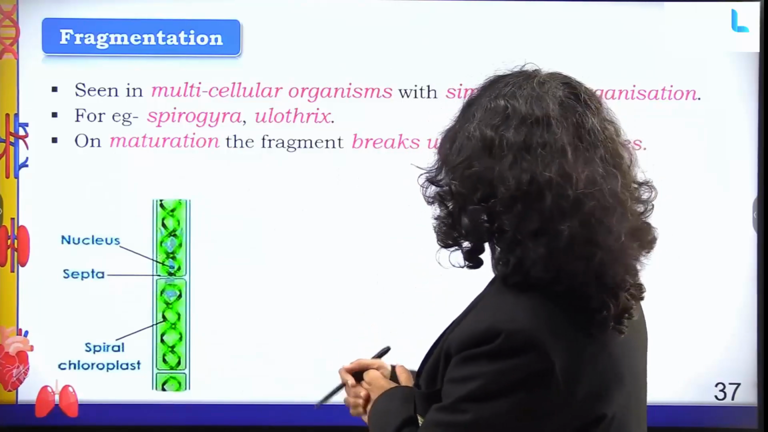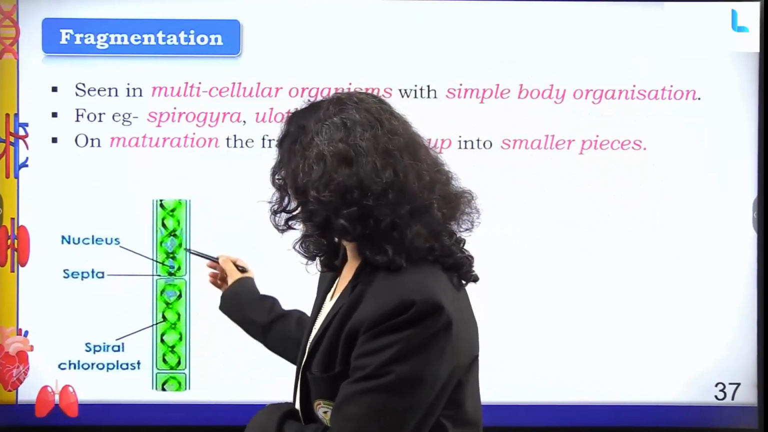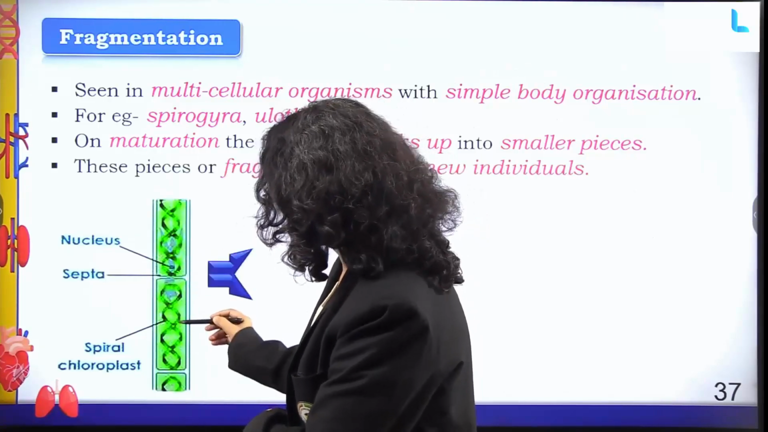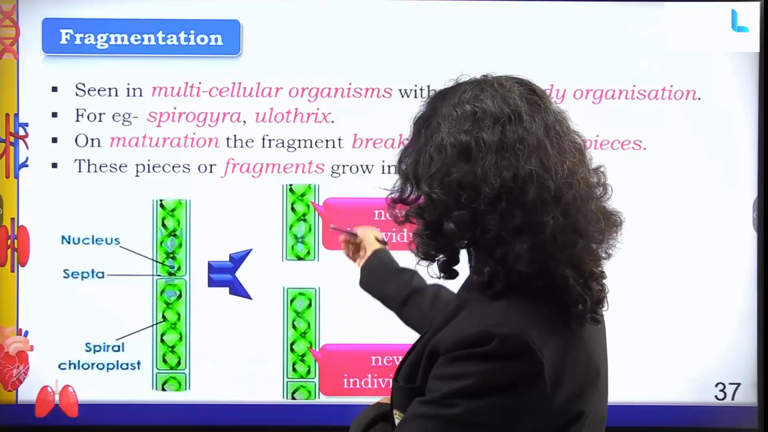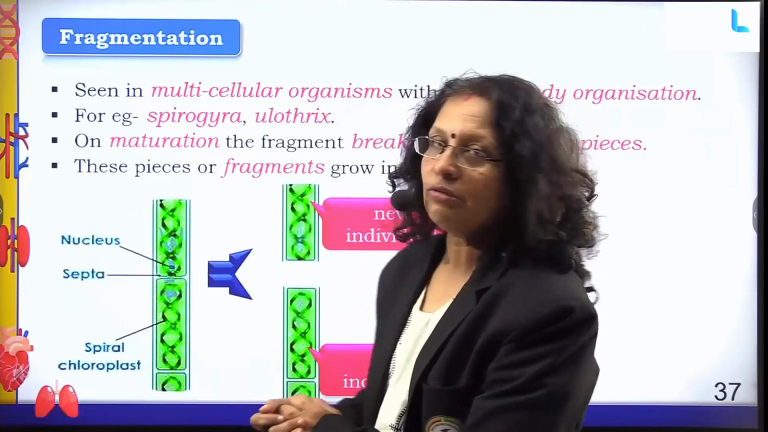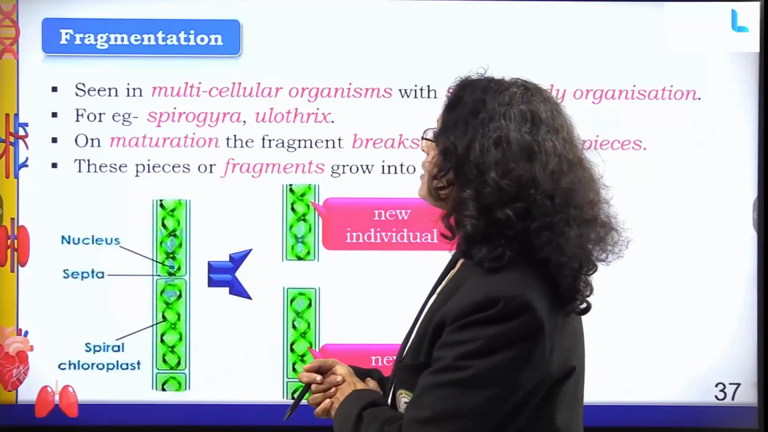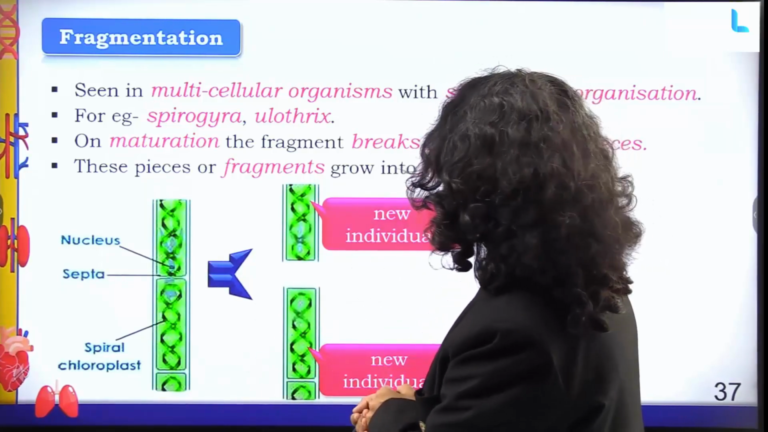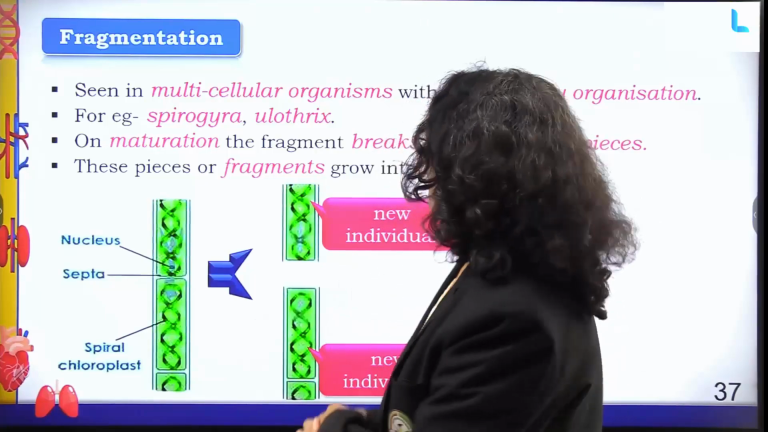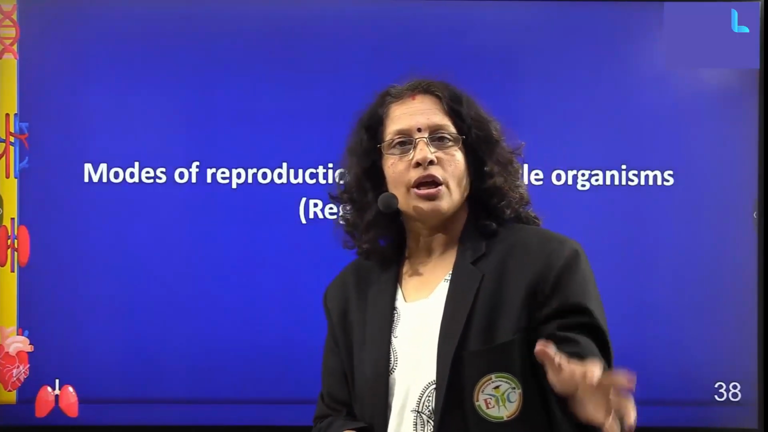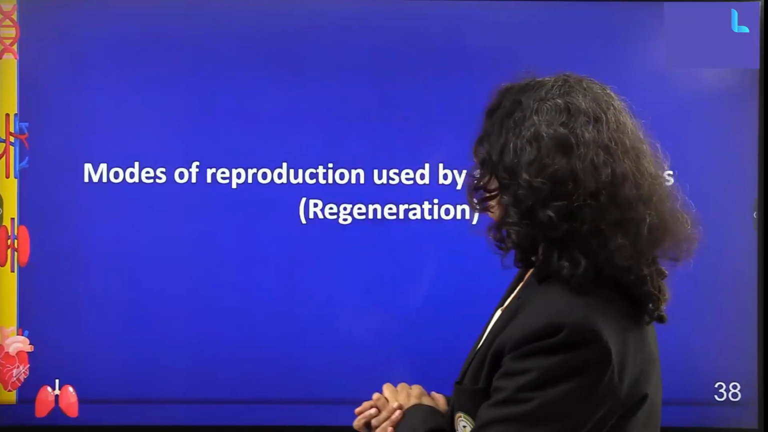On maturation the filament breaks up into smaller pieces. We can see here the nucleus and septa, here it is breaking, and now see 2 cells are there, with spiral chloroplast. So we can see a new individual. One cell has become 2 cells now. So breaking is happening in fragments. This is called fragmentation, and the pieces of fragments grow into new individuals, like that. That process is called fragmentation.